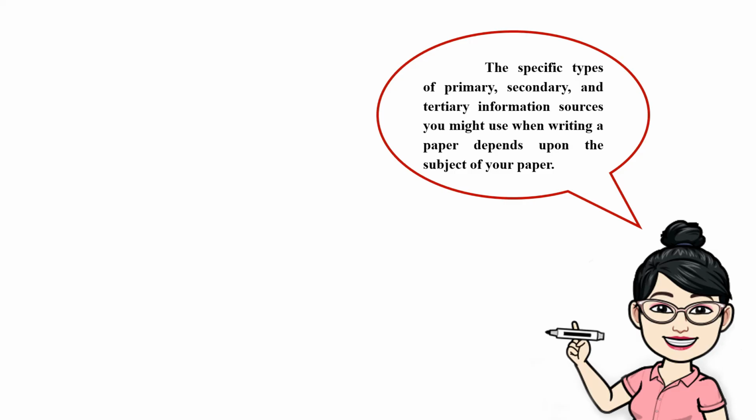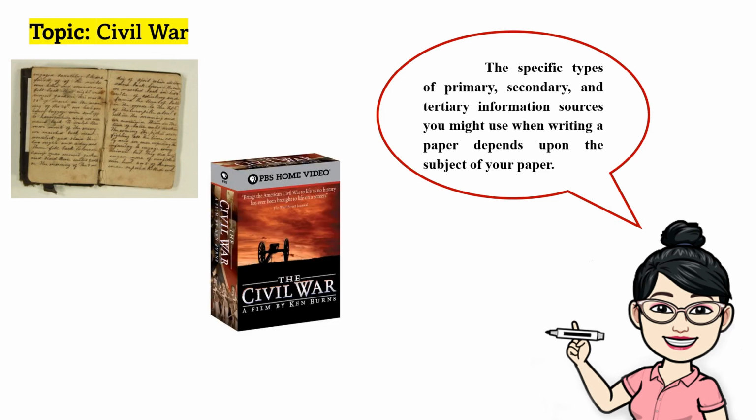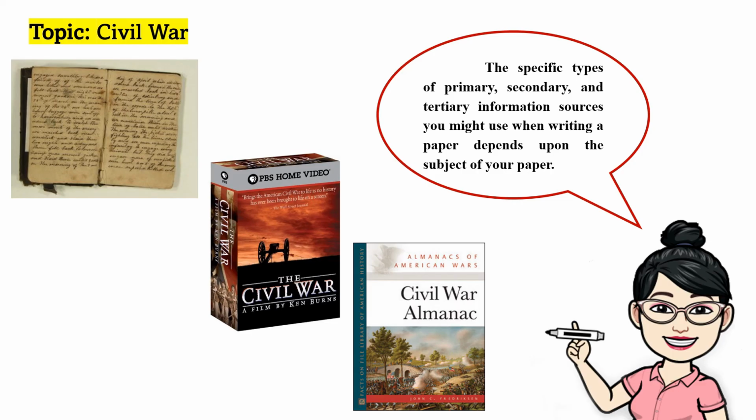The specific types of primary, secondary, and tertiary information sources you might use when writing a paper depends upon the subject of your paper. For example, if you were writing about the Civil War, you might use a Civil War soldier's diary as a primary source, a book about the Civil War as a secondary source, and a list of Civil War battle sites as a tertiary source.